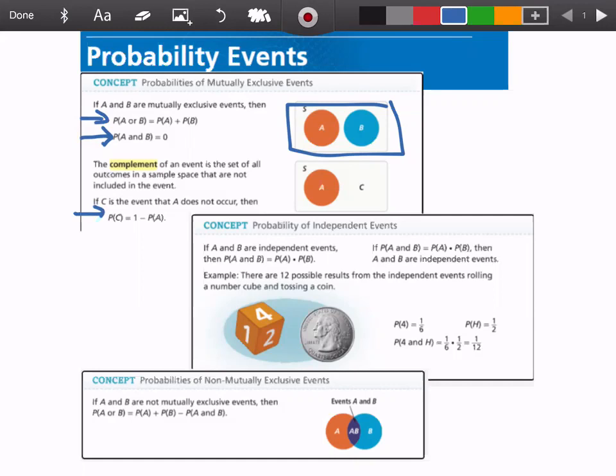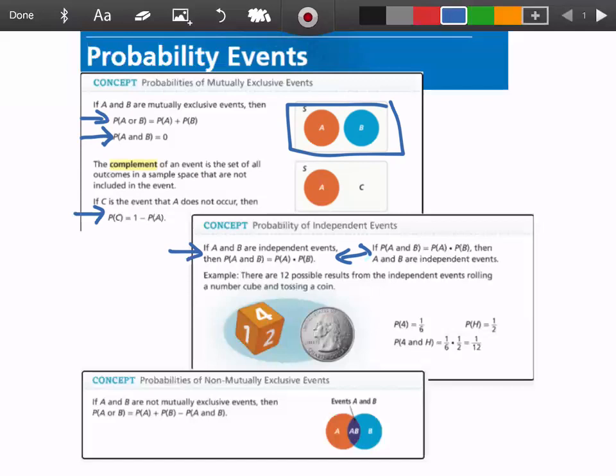If A and B are independent events, then the probability of A and B happening is equal to the probability of A times B. That's important to know. All of these are very important to know, so I would write them down. If the probability of A and B is equal to the probability of A times B, then A and B are independent events. So those two go hand in hand.